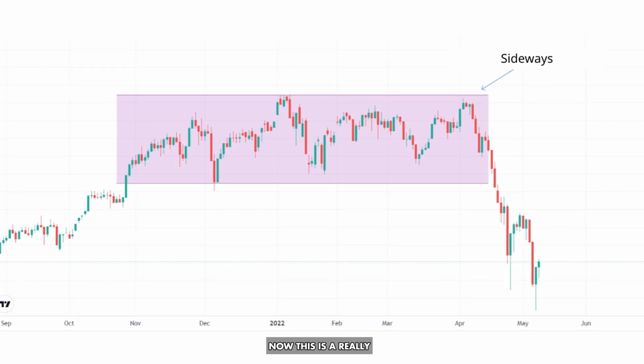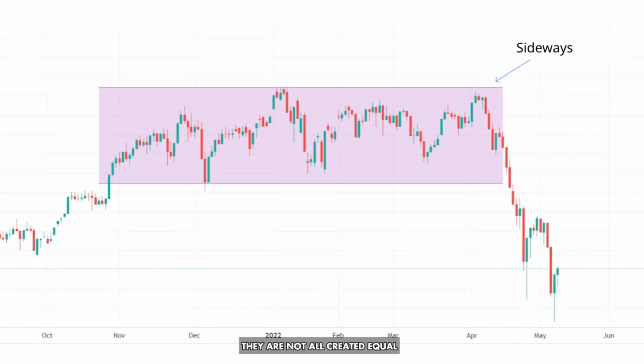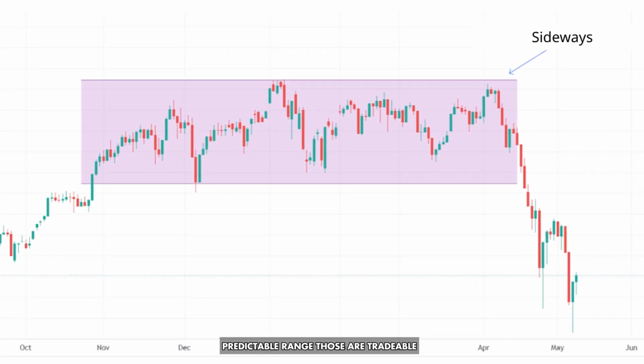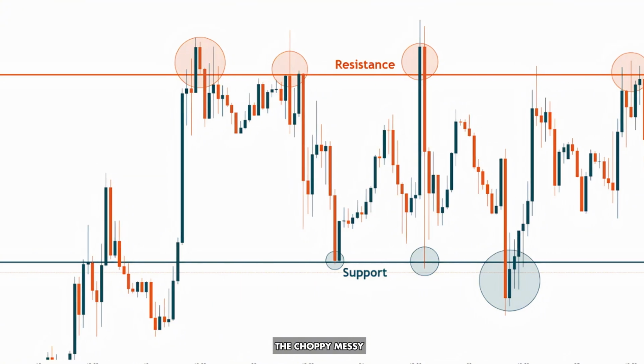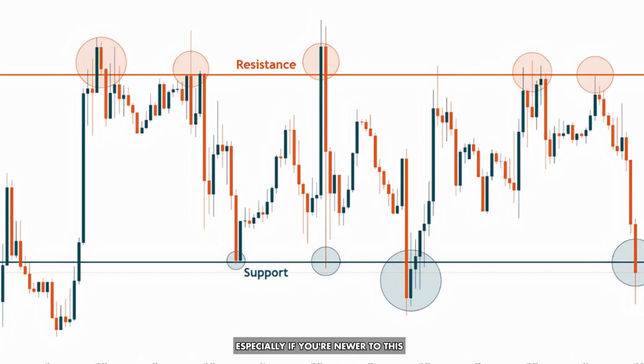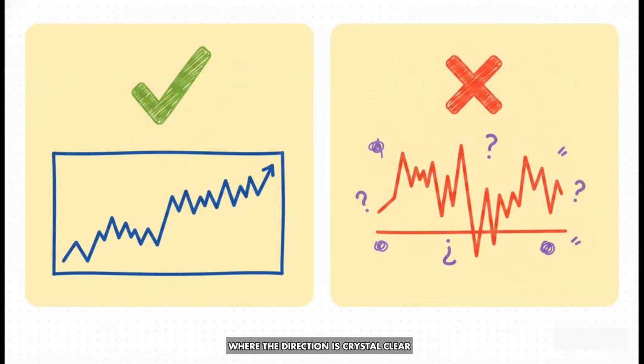Now this is a really important point about sideways markets. They are not all created equal. You have the ones that are moving in a nice, clean, predictable range. Those are tradable. But then you have the other kind, the choppy, messy, unpredictable ones. My advice, especially if you're newer to this, just avoid those. Seriously, stick to the markets where the direction is crystal clear.